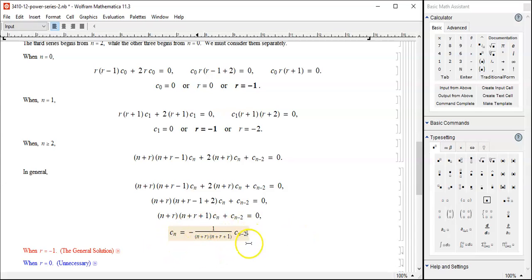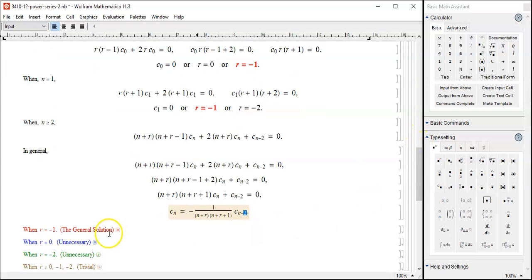Okay, we have this general recursion, and then we have to consider r equals negative 1. That one first, before anything. And if that fails, maybe we can consider some other cases. Okay, r equals negative 1 case. Ready, everybody? Okay, let's go, open it up.